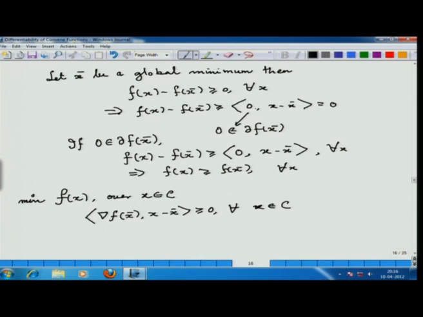Now, the question is, if it is not differentiable, how do I replace it with the subgradient? Okay, let us make a guess. The guess is the following: there exists some xi, I do not know what it is, in del f of x bar, such that xi times x minus x bar is greater than or equal to 0 for all x element of R n.